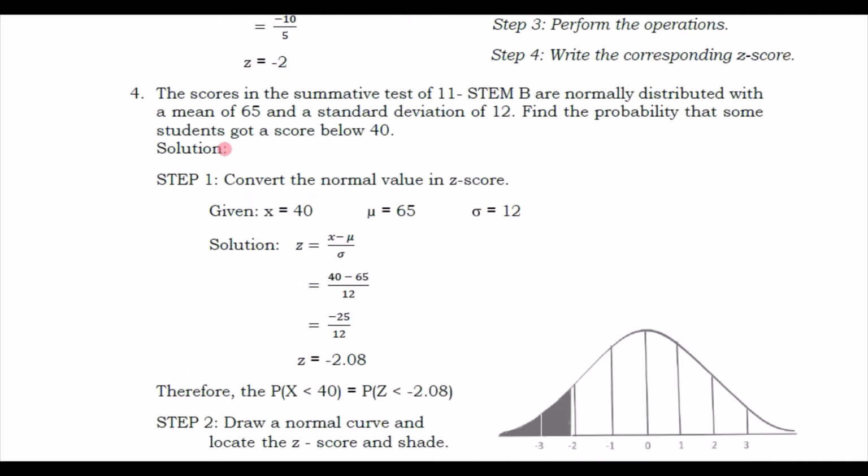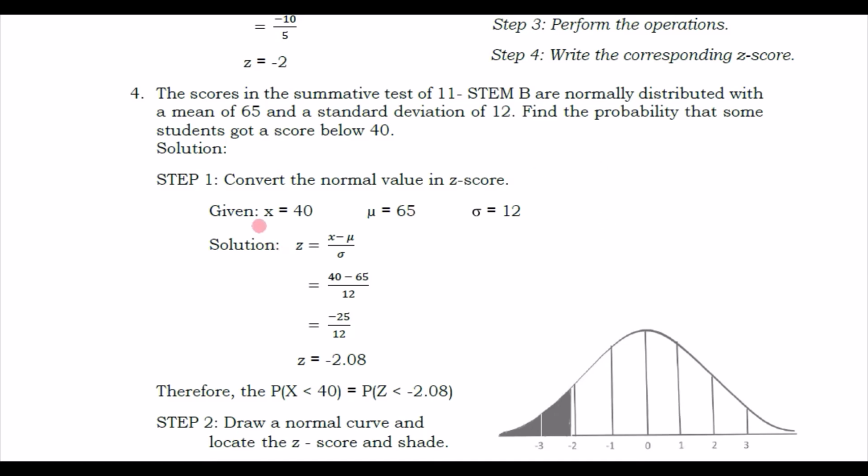Okay. The scores in the summative test of 11 STEM B are normally distributed with the mean of 65 and the standard deviation of 12. Find the probability that some students got a score of 40. Okay, convert the normal value into z-score.